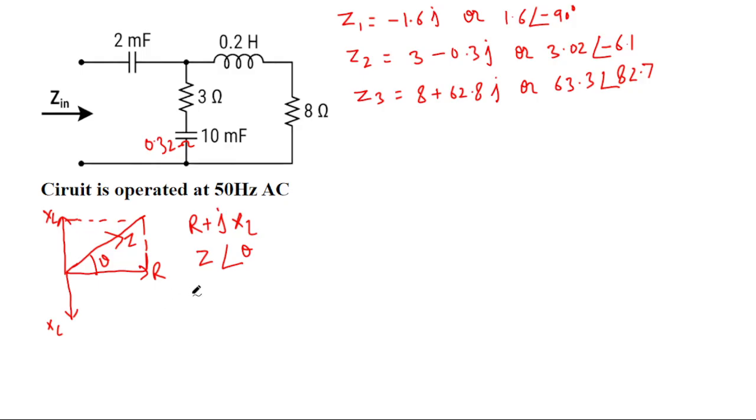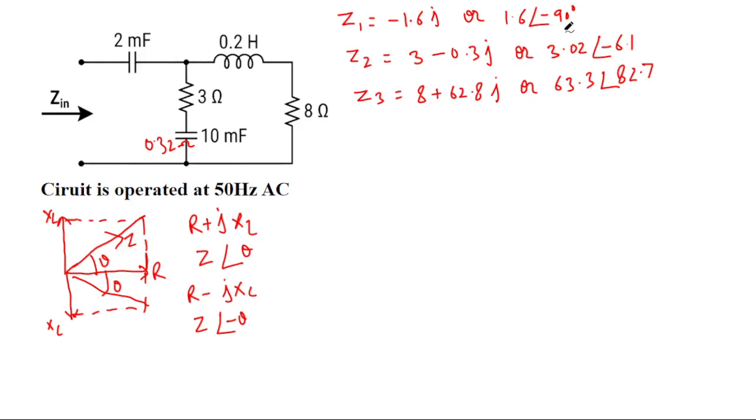So capacitive reactance is always written as R minus JXC, right? In polar form, it is written as Z at angle minus theta, because this is the Z in a capacitive circuit. It makes a negative angle from the R. Z makes a negative angle from the R. So that is why the angle minus theta is given.